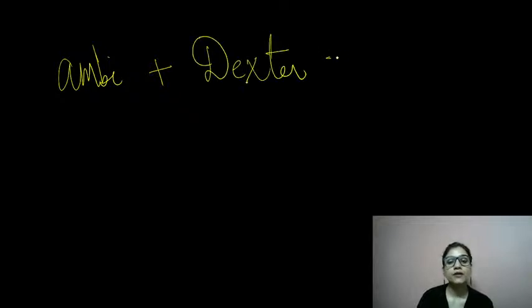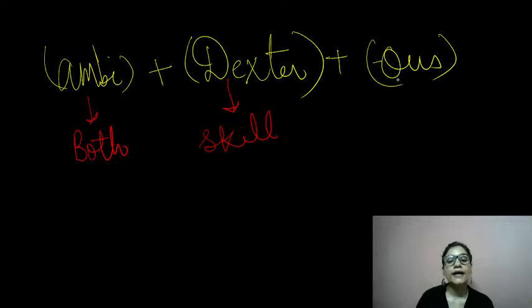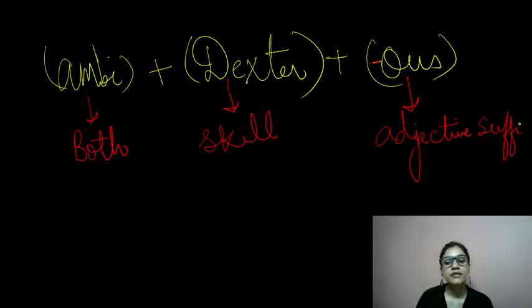Right? So we have ambi plus dexter plus ous. Ambi means both. Dexter means skill. And ous, whenever you find ous in any word, guys, please understand it's an adjective. So this is an adjective suffix. Why is it called a suffix? Because it comes at the end of the word, not before. Okay? Something that comes towards the end is a suffix.